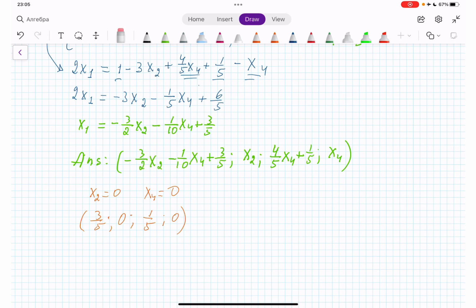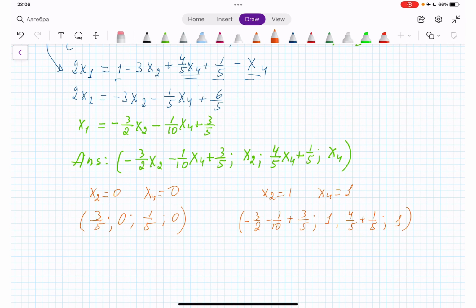Now let's take another case. x2 is equal to 1 and x4 is equal to 1. So what's going to happen in this case? x1 is going to be negative 3 over 2 minus 1/10 plus 3/5. x2 is going to be 1. x3 is going to be 4/5 plus 1/5. And x4 is going to be also 1.